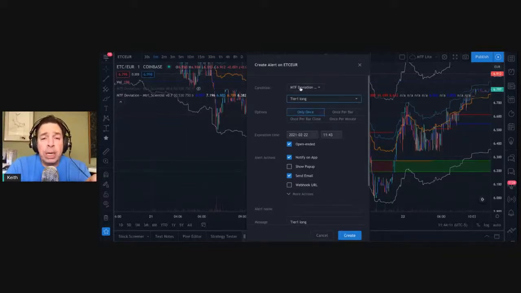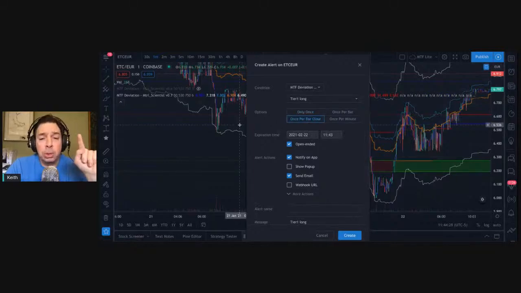So we did MTF deviation is the condition. I want to do a signal on a tier 1. And if I wanted to take tier 2 signals as well, then I need to create another alert for tier 2 signals. This is not on us. This is how TradingView works. And I want to do so once per bar closed. Okay. So the signal prints after the 1 minute candle closes.